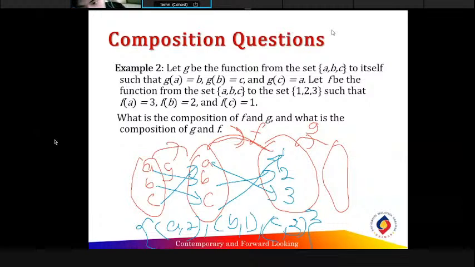Here, g says that it has to be A, B, and C. But in this case, it is 1, 2, 3. So there is no A, B, C there, isn't it? So in this case, what do we say? Undefined, right? There is no such composition g compose f. Understand?